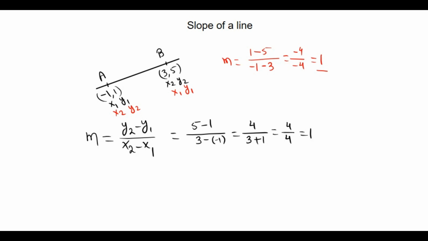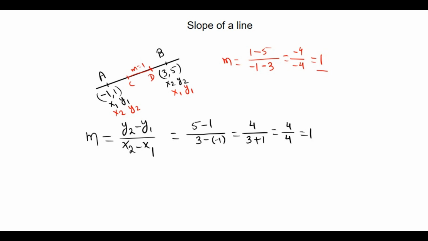Another point to note is that the slope of a line is always constant. For a given line, the slope will be the same value regardless of where you find it. In this case, the slope between A and B of this line is 1. If I take the slope between these 2 points, C and D lie on the same line, so the slope of this would also be 1.